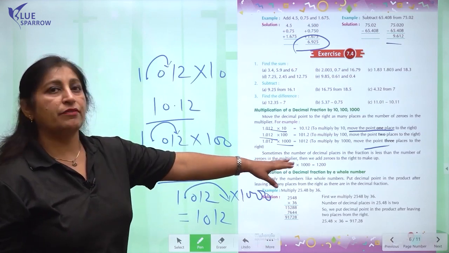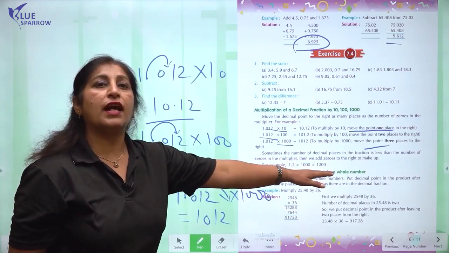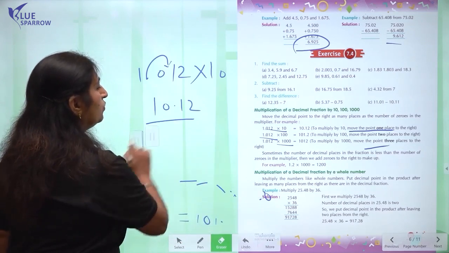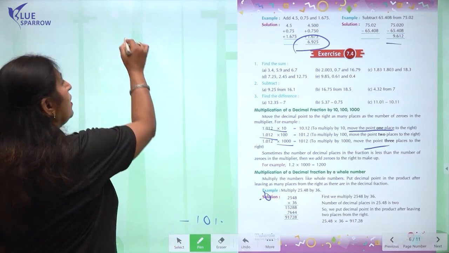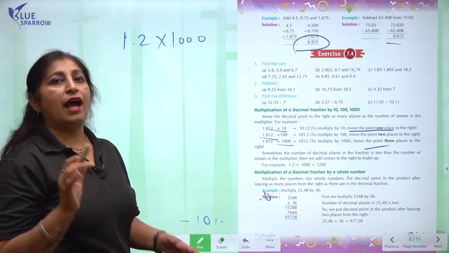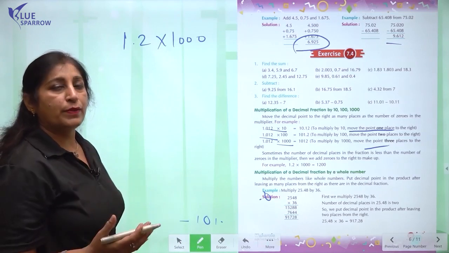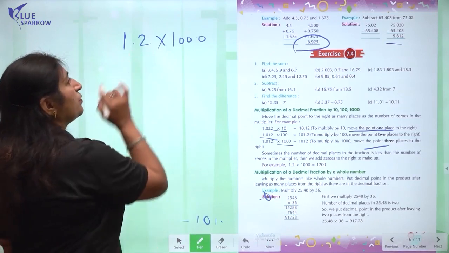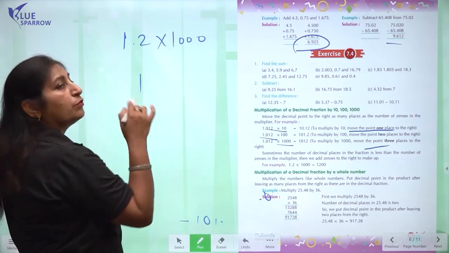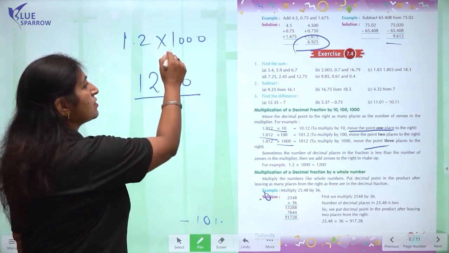Sometimes the number of decimal places in the fraction is less than the number of zeros in the multiplier. Then we add zeros to the right hand side to make up. Suppose you are asked to multiply 1.2 with 1000. Now it is clear that we have to shift the decimal by 3 places, but there is only 1 place. So to get 2 more places, put zeros at the end, because 1.2 can be written as 1.200. So put zeros at the end to get more places. That would be 1200. This is the answer.